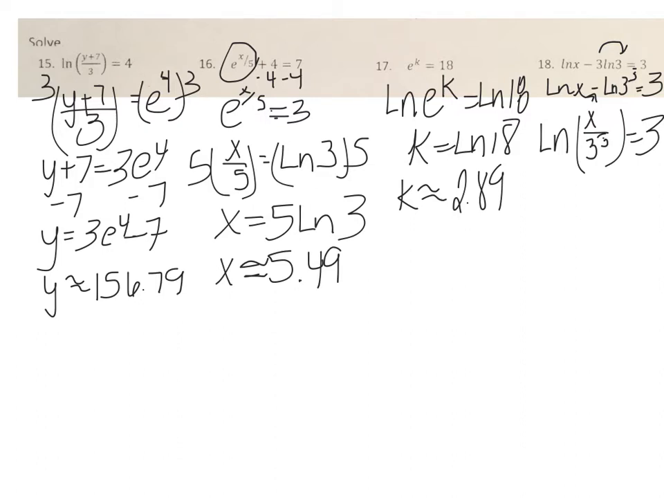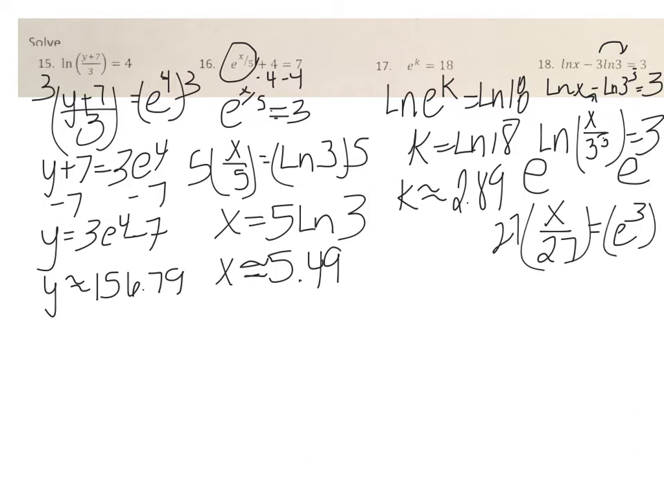And I can exponentiate. We'll do that, e and e. And so e to the ln x over 3 cubed, which is 27, is x over 27 equals e cubed, times by 27. So x equals 27e cubed. And to get my approximation, I do it in the calculator. I get x is approximately 542.31.